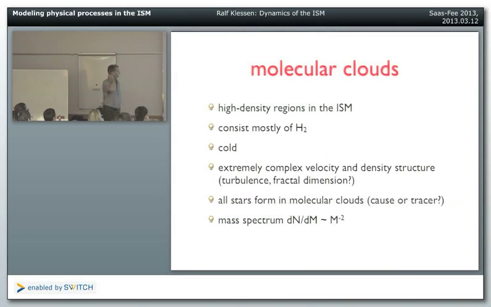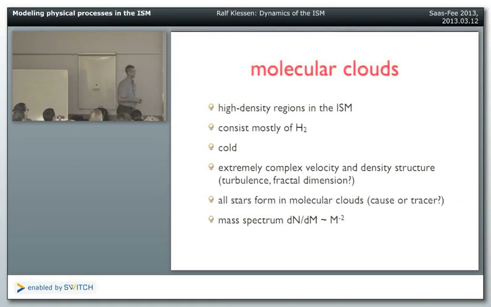So the molecular clouds are the high density regions in the interstellar medium. Because they are high density, they can shield themselves from the ambient radiation field, and hence they can keep the molecular hydrogen and other molecules alive. So they are shielded from the harsh radiation field and they can stick together. Because they're well shielded, many heating mechanisms fail. Only cosmic rays can penetrate into these clouds, and hence they're very cold.